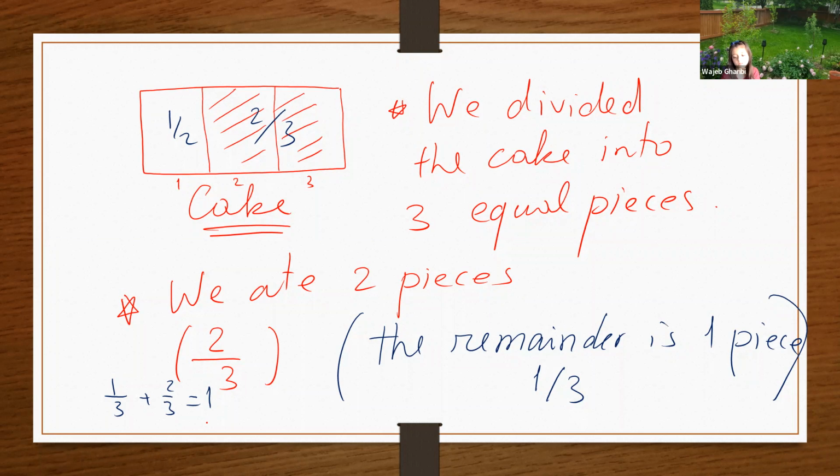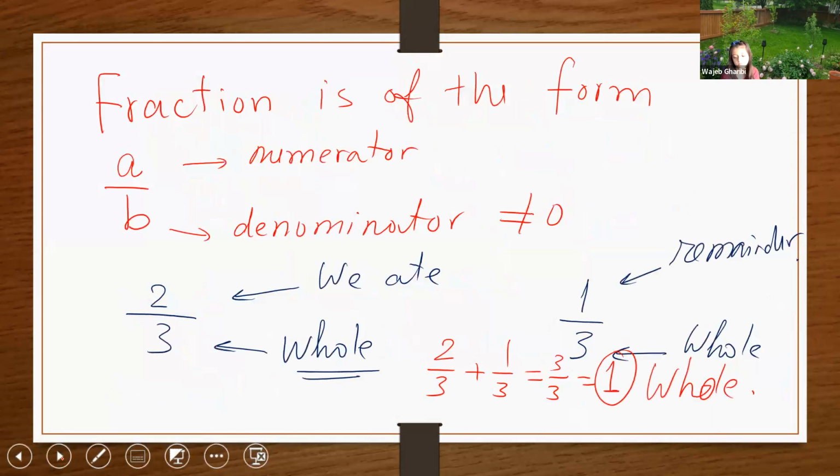Okay. Yes. So this is the whole, for example, this is the whole. And we ate 2 pieces, 2/3, and the remainder is 1/3, not 1/2. This is 1/3. Okay. A fraction is of the form, it has a form A over B.